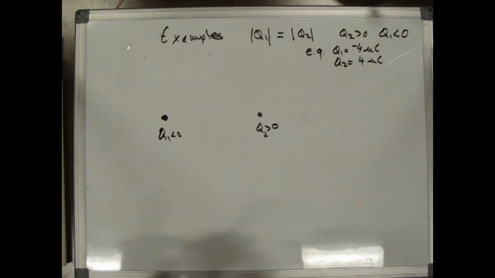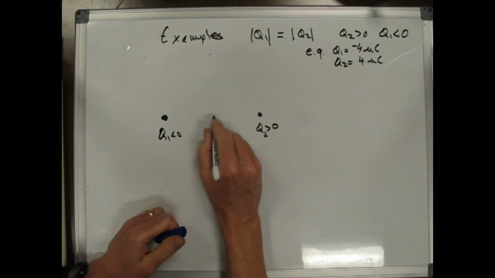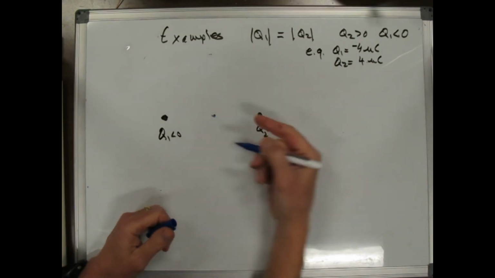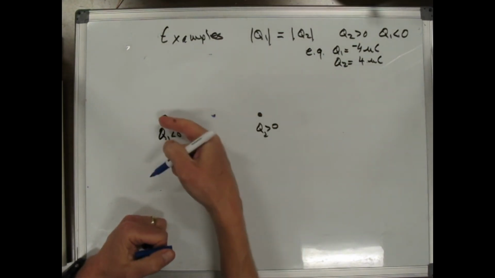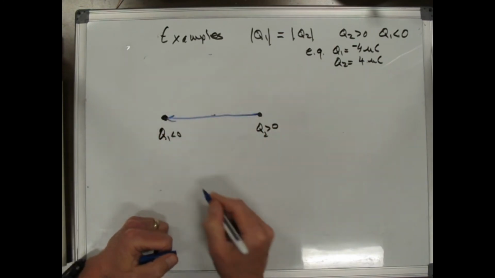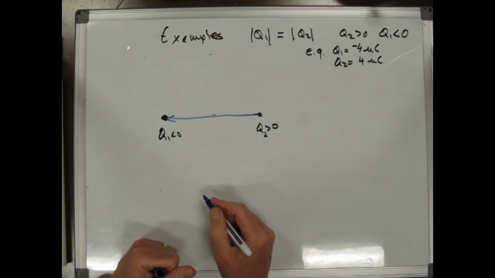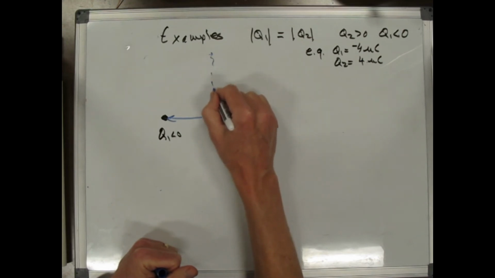And now I can just start asking what the field does in the places in between. Well, a positive charge placed between them would just move in this direction. It would be repelled by this guy, and it would be attracted by this guy. And so we can say, look, the electric field between them looks like that.